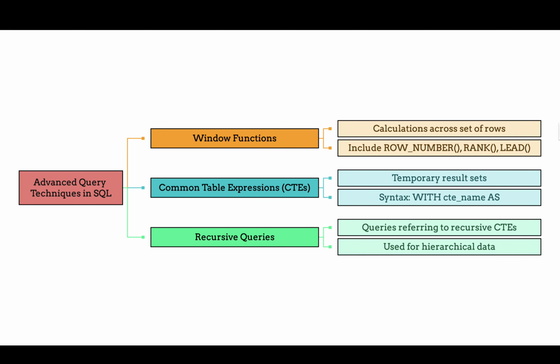Advanced query techniques in SQL. 1. Window functions. Perform calculations across a set of table rows that are somehow related to the current row. Unlike aggregate functions, they do not cause rows to become grouped into a single output row. Common window functions include ROW_NUMBER, RANK, LEAD, LAG, and OVER.